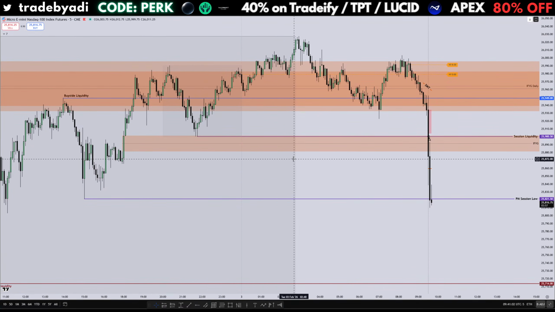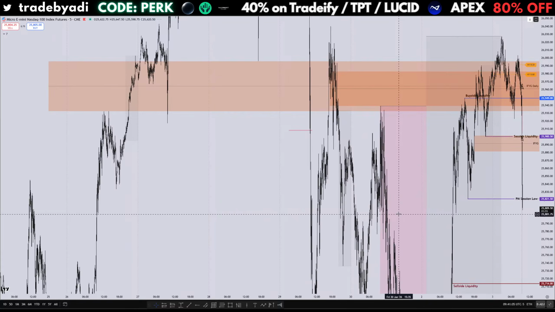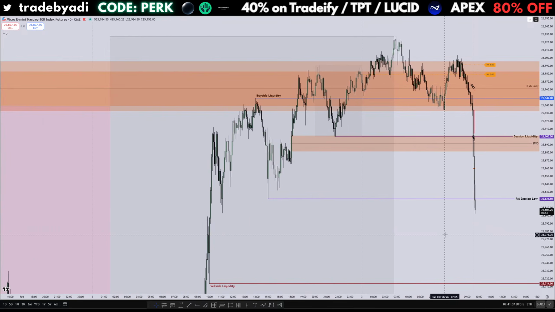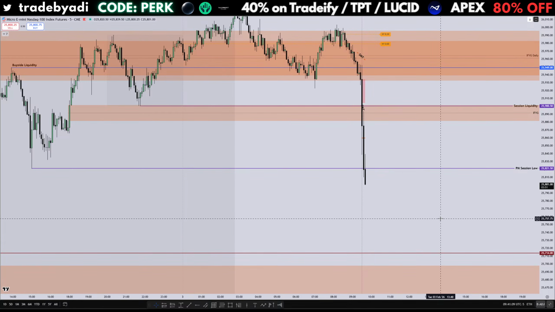And we also failed this fair value gap, and the Nasdaq was weak as compared to ES.